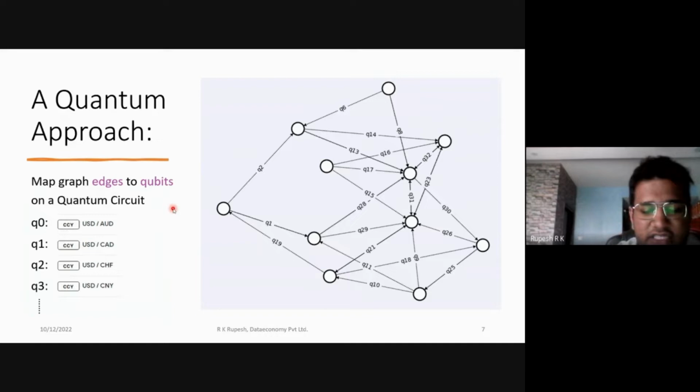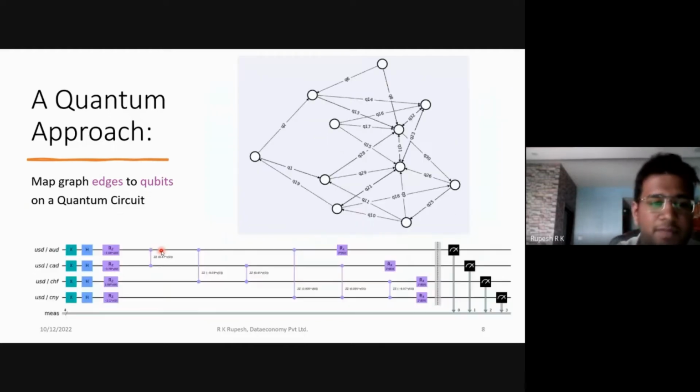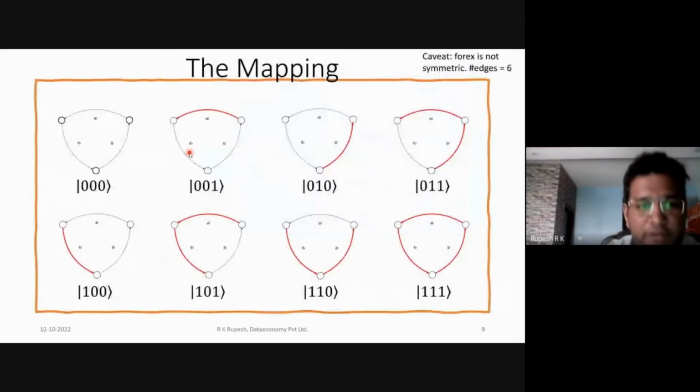So the first step is to, of course, map qubits to the edges on the graph. As you can see, there are many edges on this graph, and each edge is associated with a particular qubit, as I've shown here. The number of qubits required grows only quadratically in the number of currencies rather than exponentially, which is where we are going to find an advantage in using quantum computers. Once we have done this mapping, we can generate these circuits, which would essentially try to find the most profitable loop. But how does this work?